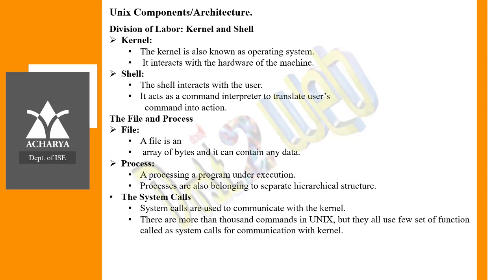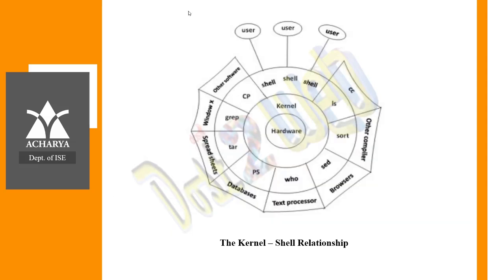This is the diagram we already discussed. The hardware communicates with the operating system, which is Unix, and the core part of this operating system is called the kernel. Then you have the different shell commands, like ls, sort, sed, who, ps, and more, not limited to these.